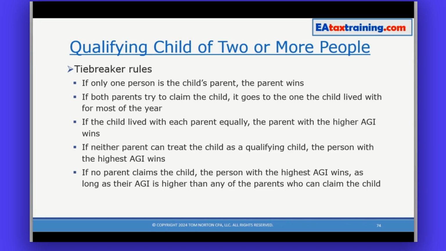So what some high earning taxpayers might try to do is to say, well, I won't claim them as a dependent. We're going to let grandma and grandpa claim them as a dependent. Therefore, they can then get the child tax credit. And maybe grandma and grandpa actually give that $2,000 child tax credit back to me. So the IRS says, no, no, no. If any of the parents could have claimed the child and their adjusted gross income is higher, then the parent has to claim the child. You can't just give the dependent to someone else for tax purposes.